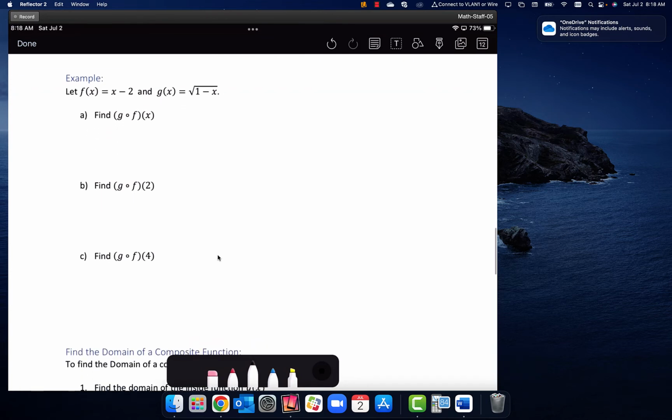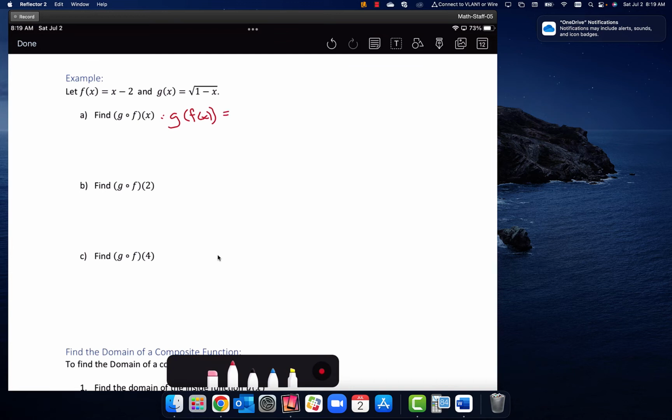Now we'll do a similar process with functions. We first want to find g of f of x. I think it's best to rewrite it first. Think of this as g of f of x. You don't have to do that, but sometimes it's helpful to see the outer function and the inner function.